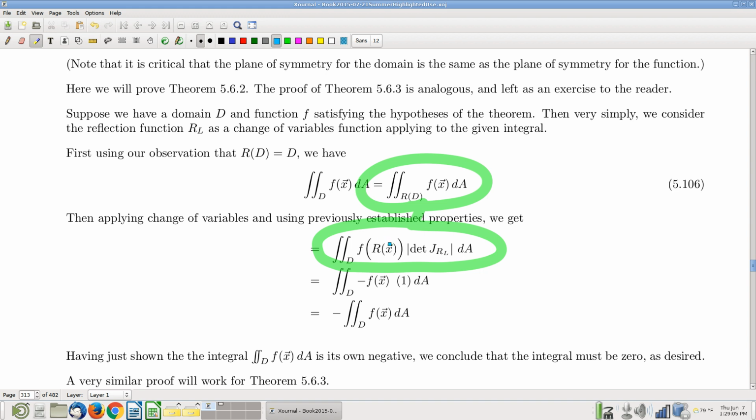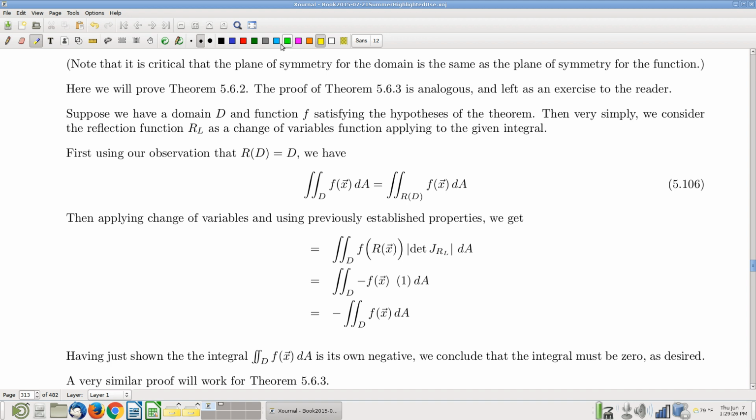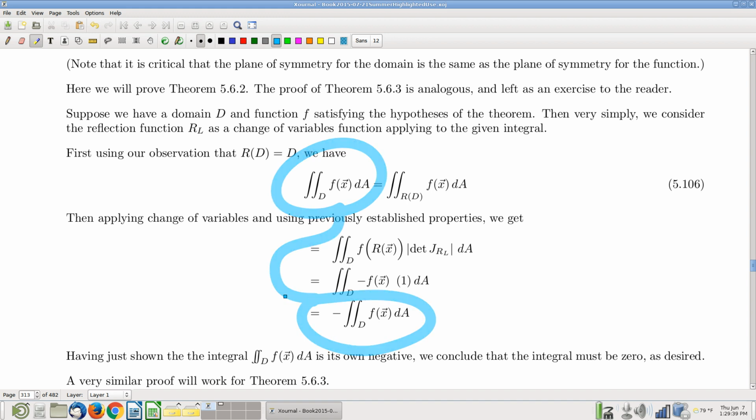And of course, you just plug in the reflected points. Don't forget your stretching factor. Reflections, of course, the stretching factor is going to be 1. And because the function is odd, f at the reflected point is the negative value. And so what we end up with then is that this integral is the negative of itself, and therefore the integral is 0. So it's a really straightforward proof.